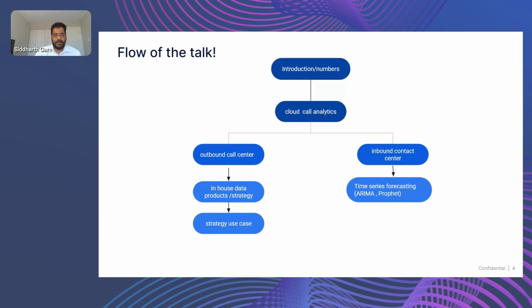So the general flow of the talk will be: we have inbound and outbound call centers which use cloud call analytics to perform the same function. We have in-house data strategy that is more relevant to the outbound call center. We'll see the strategy use case. Because of time limitation, we won't be going into details about time series forecasting. It's its own topic and it's a time consuming effort. So we'll be most significantly talking about outbound call centers and in-house data product strategies.